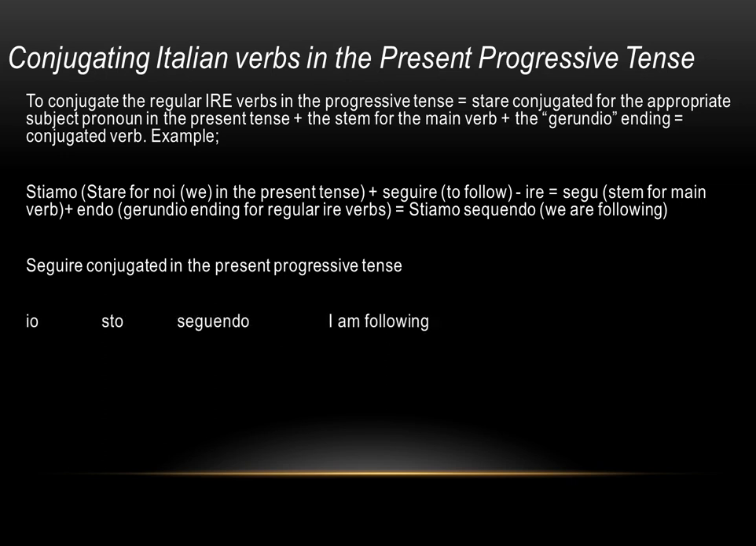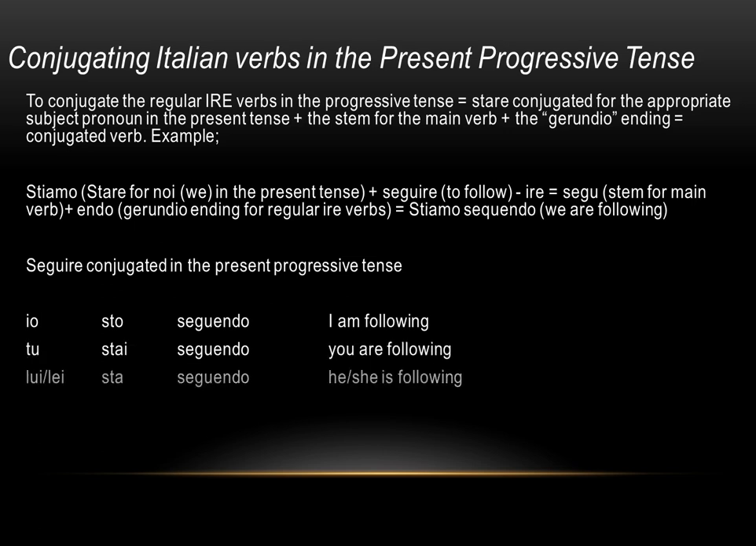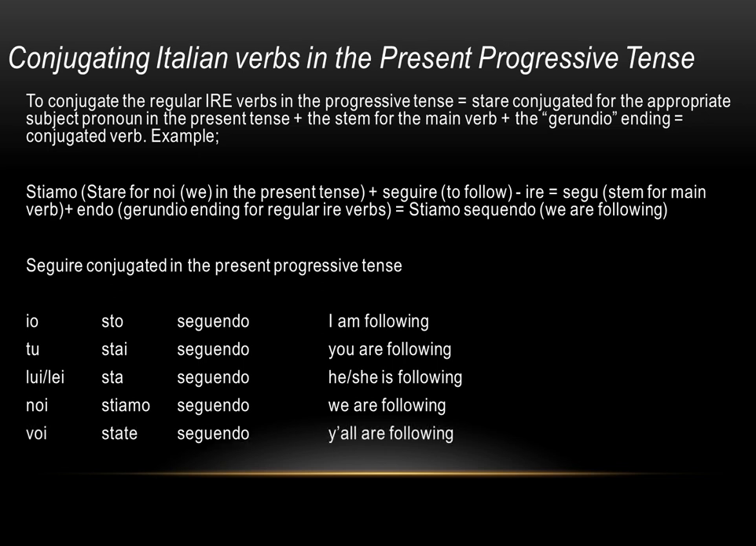Conjugated in the present progressive, io sto seguendo, I am following. Tu stai seguendo, you are following. Lui le sta seguendo, he or she is following. Noi stiamo seguendo, we are following. Voi state seguendo, y'all are following. And loro stanno seguendo, they are following.